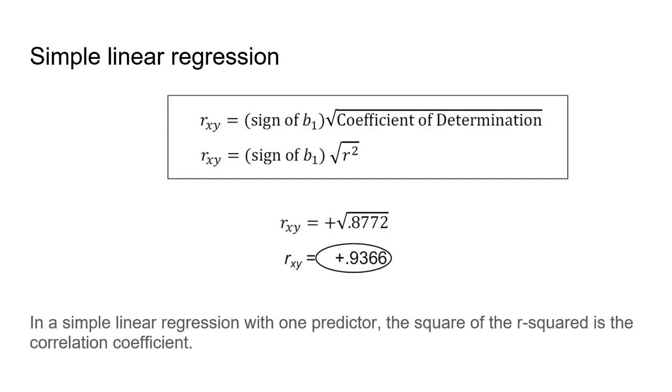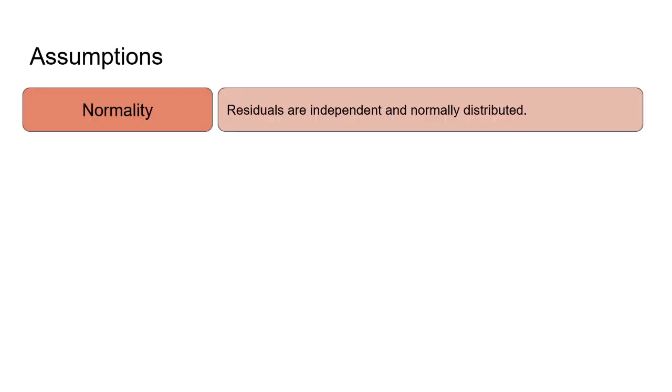With simple linear regression, if we only have one predictor in our model, if we take the square root of the R squared, it will give us the correlation coefficient. And in our example, this would be 0.9366.